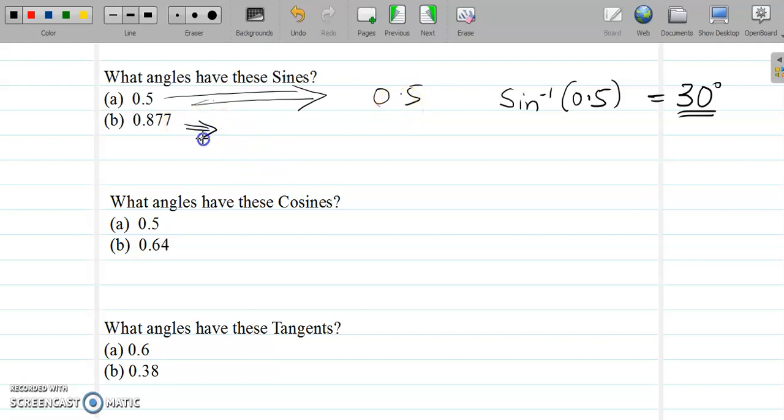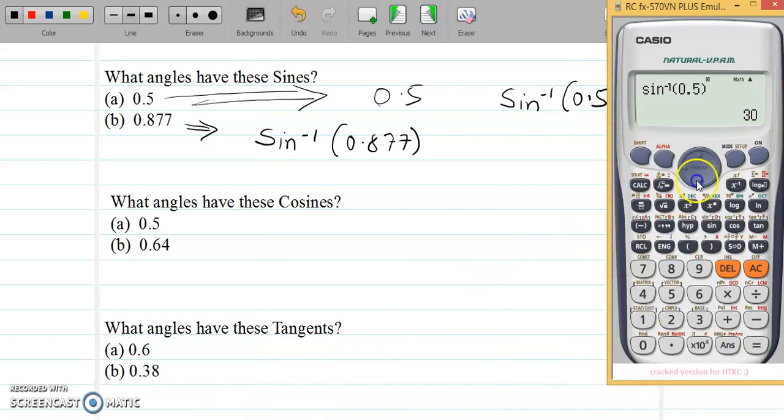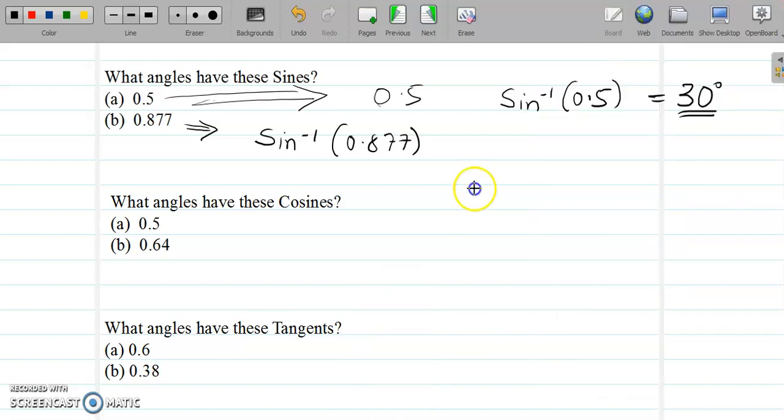Okay. In this one also, for me to find the angle that gives this sine 0.877, I will have the sine inverse of 0.877. So shift, sine, that's sine inverse, 0.877. That gives me what? 61.28. So approximately to the whole number, I can have that to be 61 degrees. So 61 degrees gives me this.